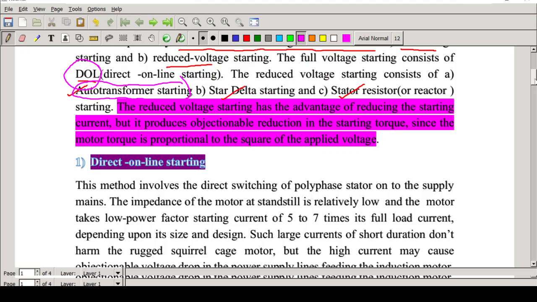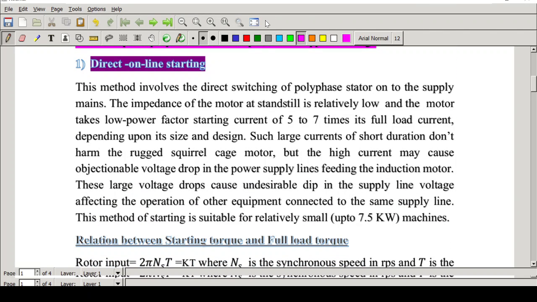Now we will move on to the first method, which is direct online starting. This is a full voltage starting method. In this method, the stator of the three-phase induction motor is connected directly to the three-phase supply line. Since the impedance at the rotor side at standstill condition is very small, a very high current will flow, and we can say that it is a low power factor starting current of 5 to 7 times the full load current. See, starting current is about 5 to 7 times the full load current. Now, such a large current will flow only for a very short duration.